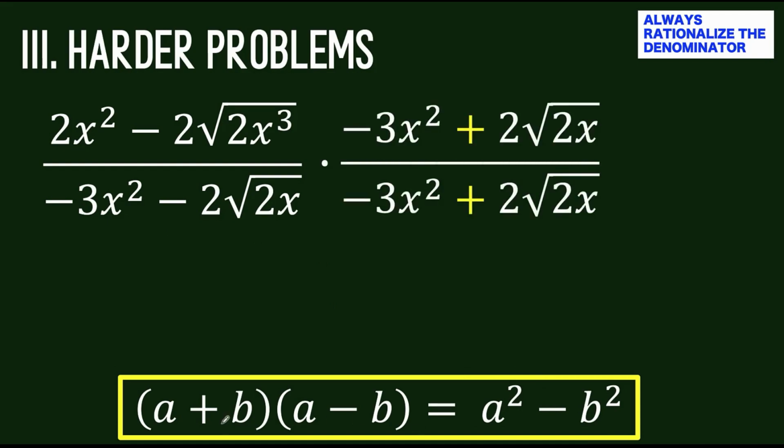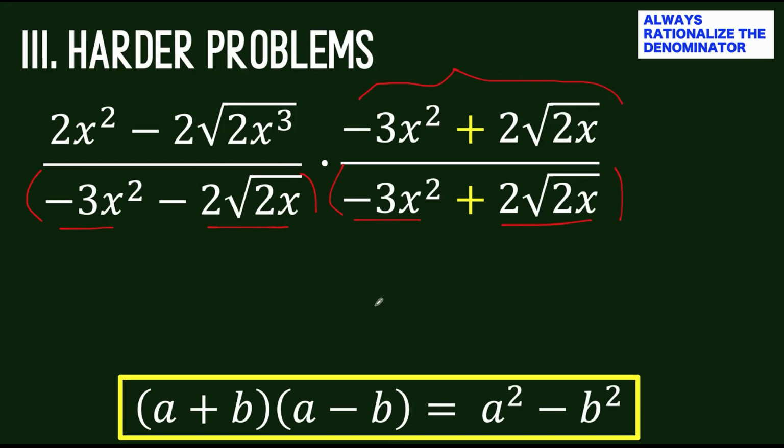So let's multiply both the numerator and the denominator by the conjugate of the denominator. This is the denominator. Our a is negative 3x squared. So our a here also is negative 3x squared. One is minus, one is plus. Our b is the square root of 2x, so you have the same square root of 2x here, and we copy the same in the numerator.